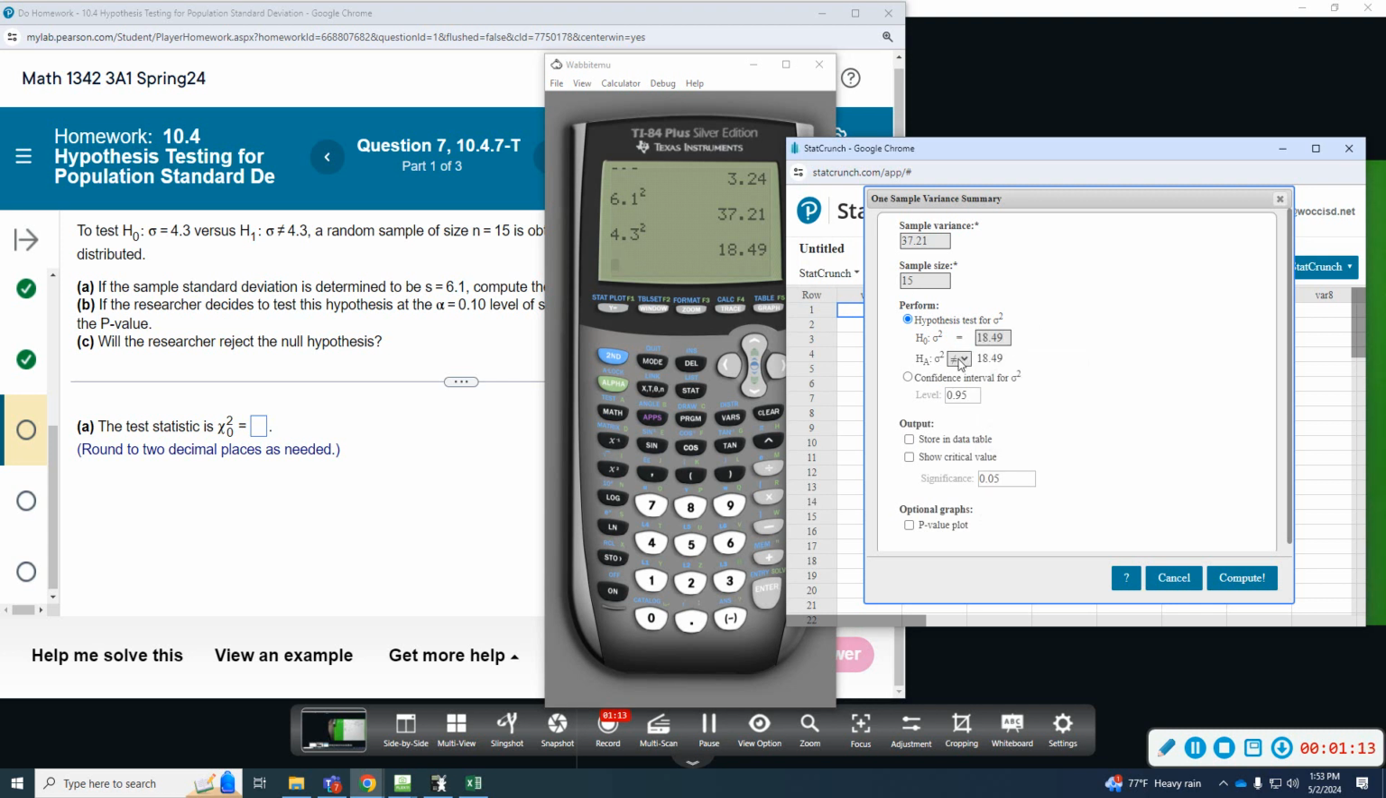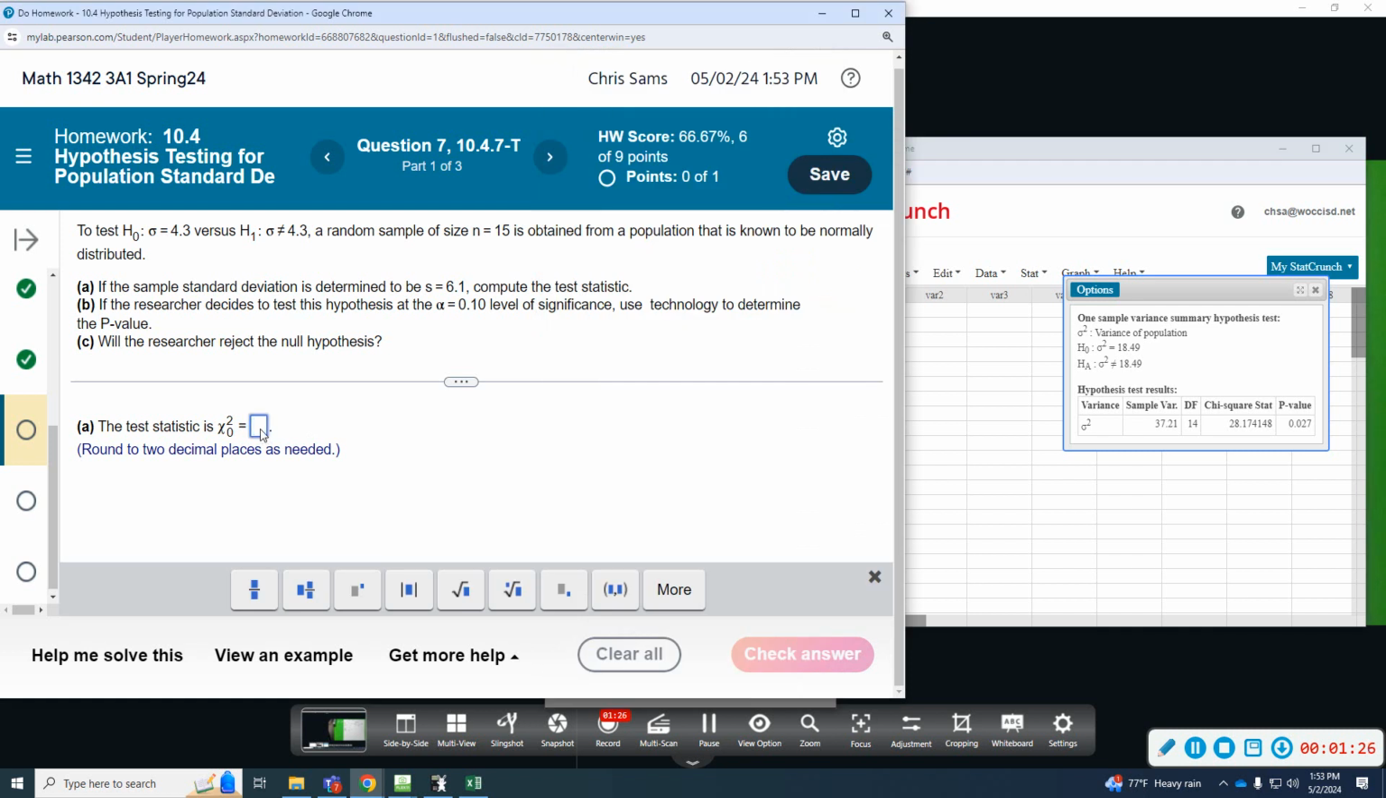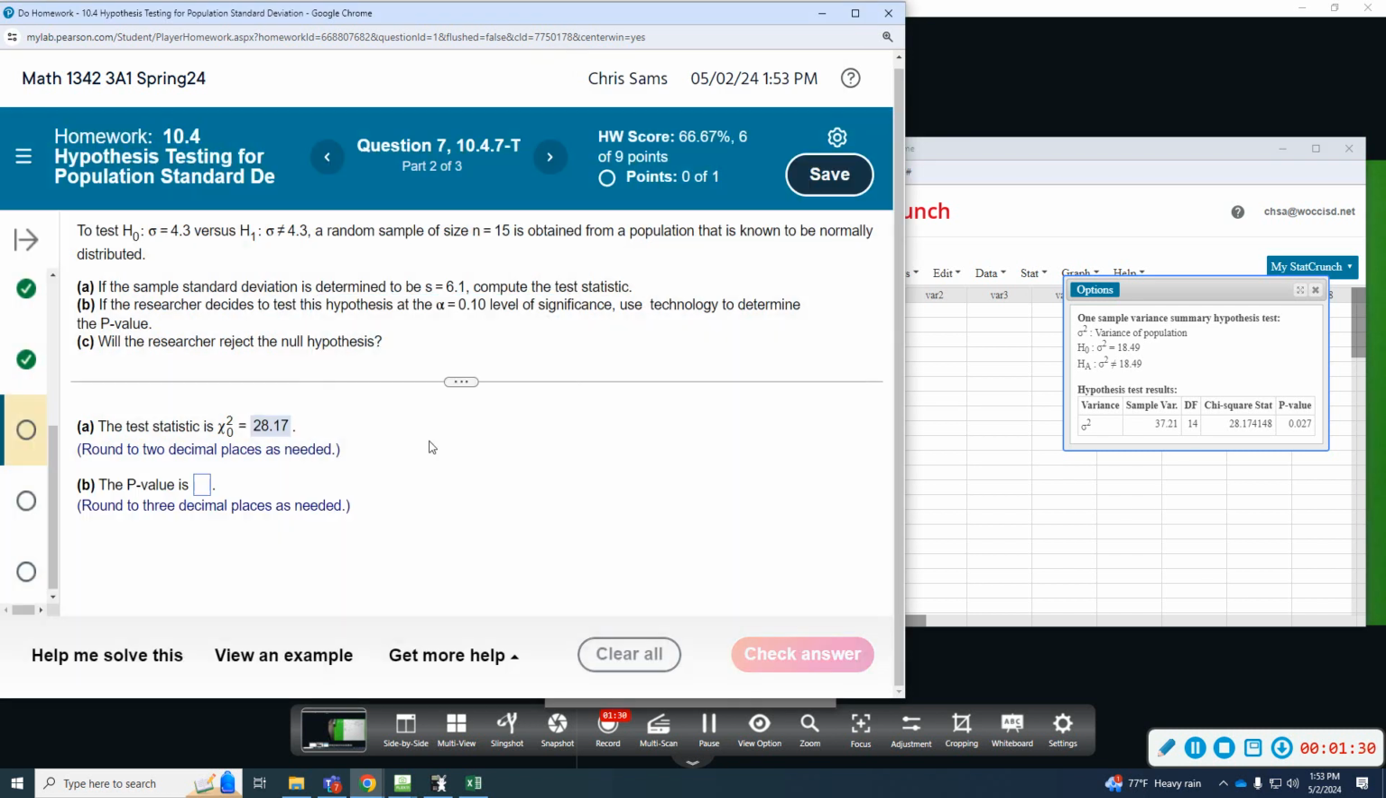This time we do want the two-tailed test. We want equal versus not equal. And we can compute and get our test statistic, 28.17. P-value 0.027.